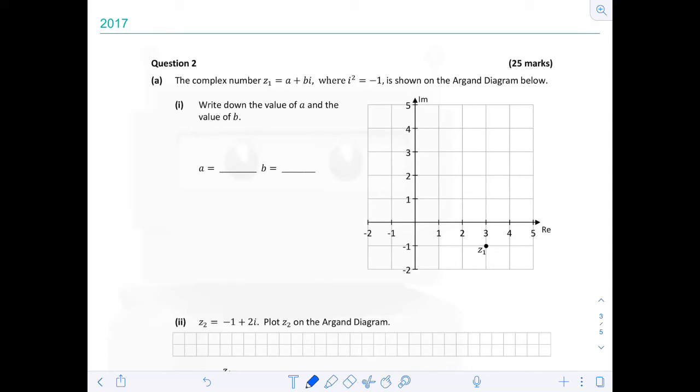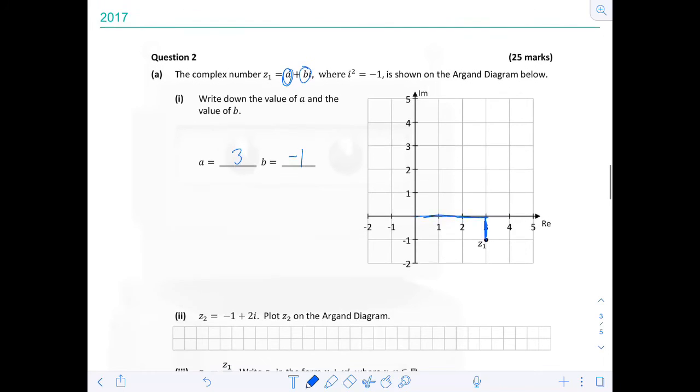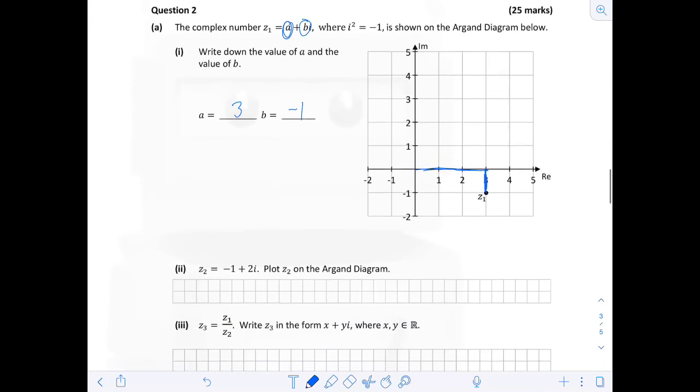What happened here then? The complex number z1 equals a plus bi, where i squared equals minus 1, is shown in the Argand diagram below. Write down the value of a and the value of b. Oh, how easy is that? The value of a is the real part, and the real part is we go over 3, so a must be 3. And b is the coefficient of the imaginary part, so we must go down, minus 1. Handy marks there for nothing.